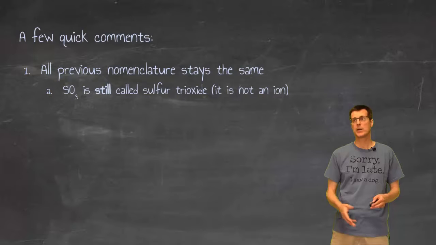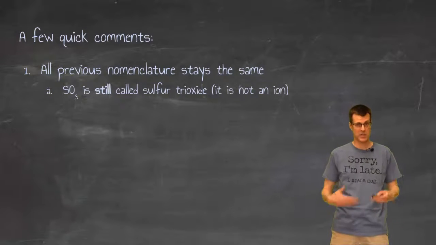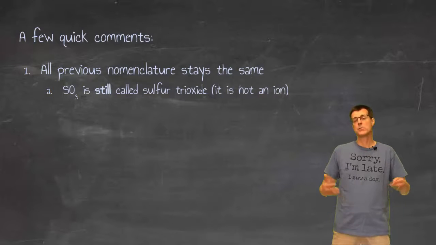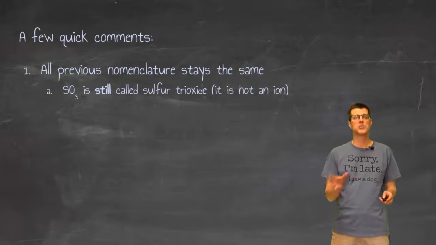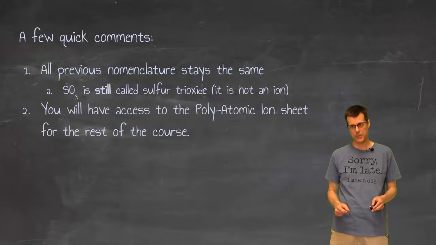If it's an ionic compound, it will be a positive ion with a negative ion. This doesn't have either of those. It doesn't have a metal to go along with it, and there's no ionic charge, so it's going to be called sulfur trioxide, as it has been since we started doing nomenclature.